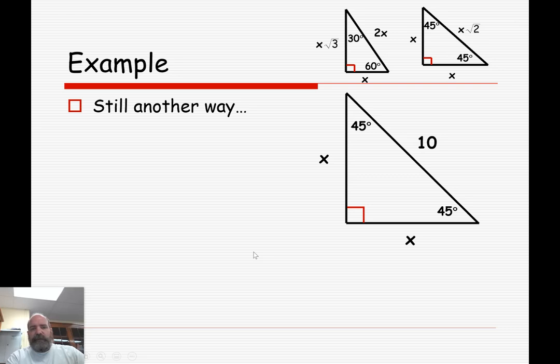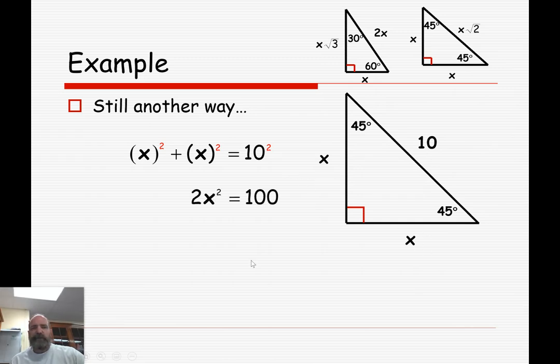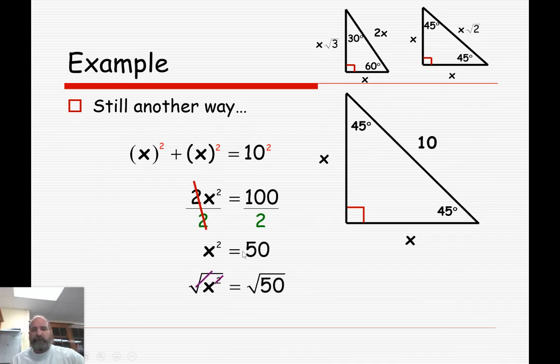Okay, and here's still another way, and I'm going to go through this quickly. This is using the Pythagorean theorem. X squared plus x squared equals 10 squared. Well, that gives us our 2x squared again, and we go through the same steps. Square root, simplify our radical, 5 square root of 2.